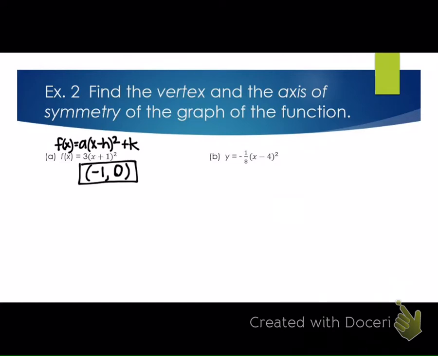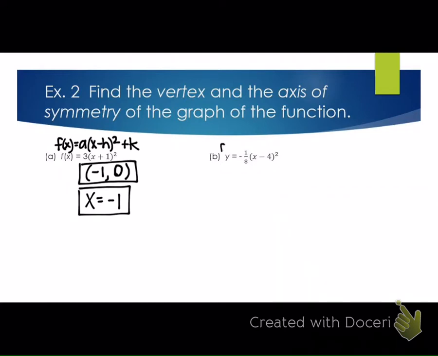X equals. Remember, it can't just be a value. It has to be an equation, and it's always x equals something. And it's x equals -1 because the x coordinate and the axis of symmetry have the exact same value. Now, take about 30 seconds with the people at your table and figure out letter B.